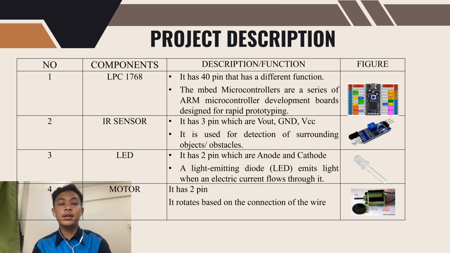The second component is the IR sensor. It has 3 pins, which are Vout, ground, and VCC, and it is used for detection of surrounding objects or obstacles. The third component is the LED. It has 2 pins, which are anode and cathode, and the function of a light emitting diode, LED, is to emit light when an electric current flows through it. Lastly is the motor. It has 2 pins and it rotates based on the connection of the wire.